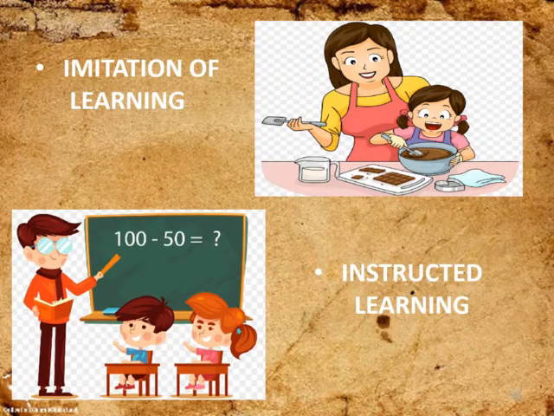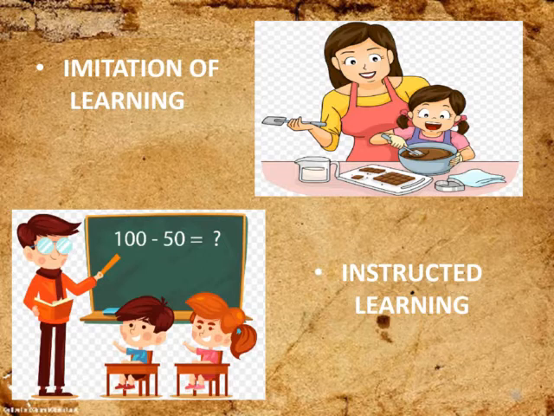In simple terms, Vygotsky believed that children learn from the community and culture around them. Imitation of learning: for example, parents, peers, and the overall culture interact with the child. They see the way these people act around them and imitate this behavior. This is known as imitation of learning.